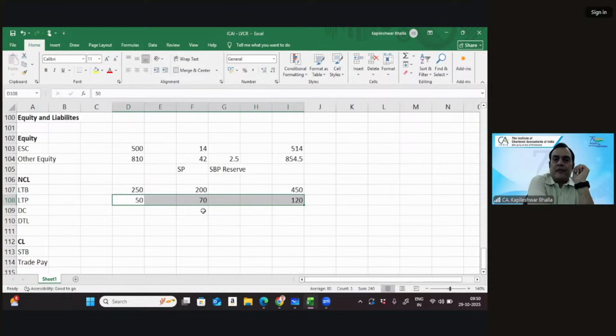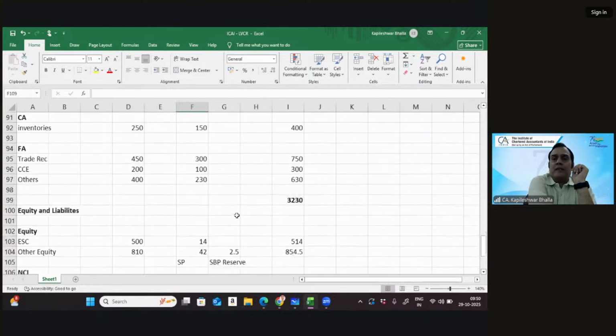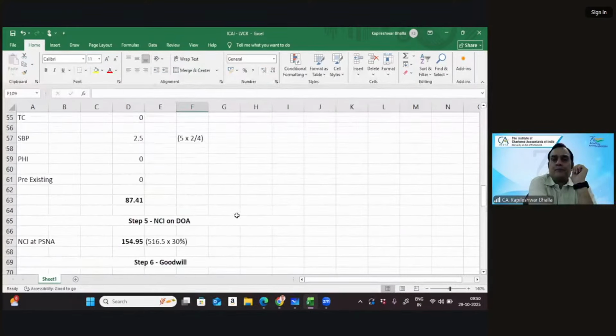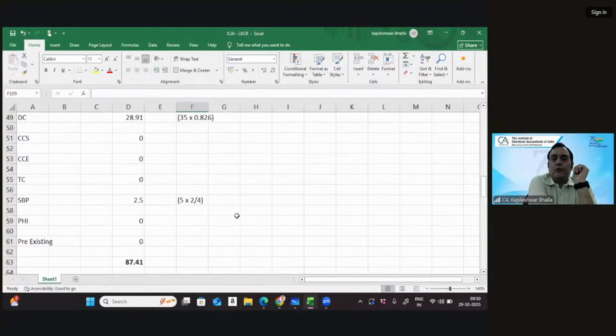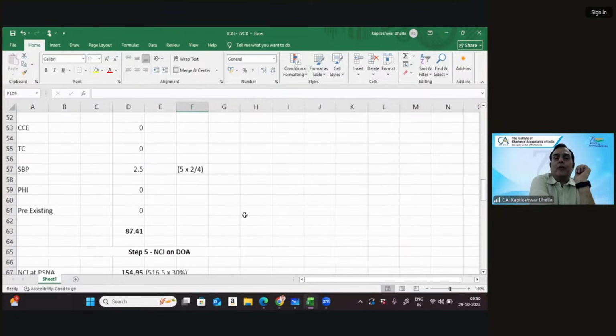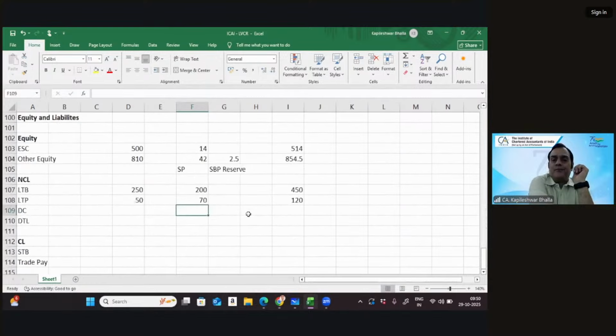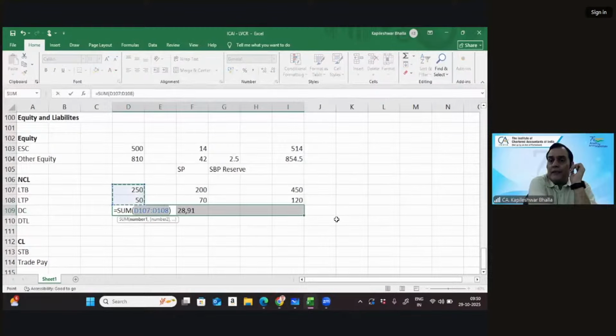And then there is a deferred consideration. Let's pick the deferred consideration as well. My deferred consideration was to the extent of 28.91. So this is a part of my acquisition entry. So let's put this as 28.91. Payable in another 2 years. So we've already taken that as non-current in nature.